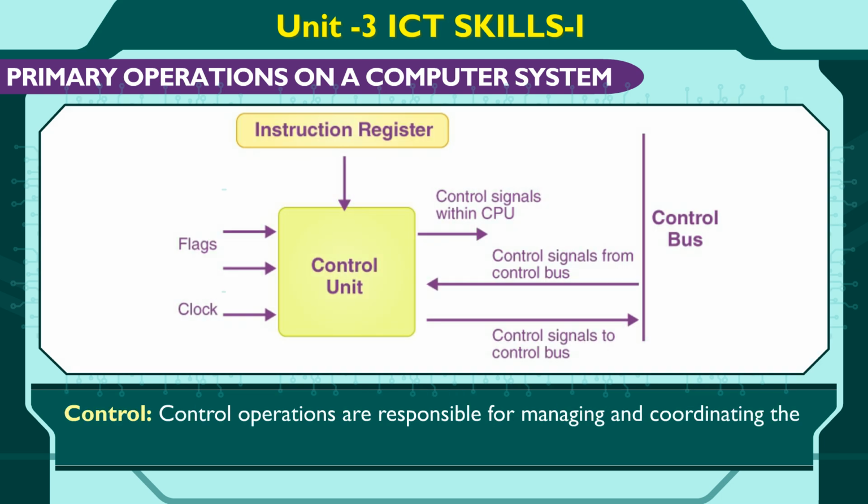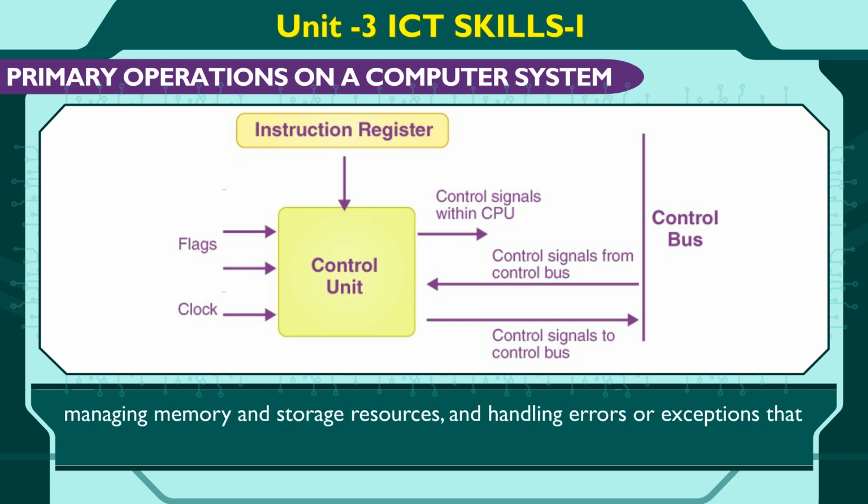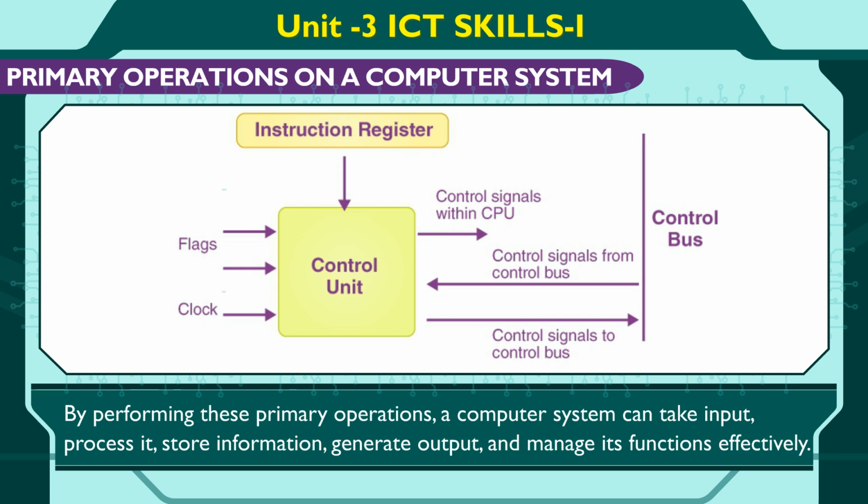Control. Control operations are responsible for managing and coordinating the execution of instructions. This involves fetching and decoding instructions, managing memory and storage resources, and handling errors or exceptions that may occur during the execution of tasks. By performing these primary operations, a computer system can take input, process it, store information, generate output, and manage its functions effectively.